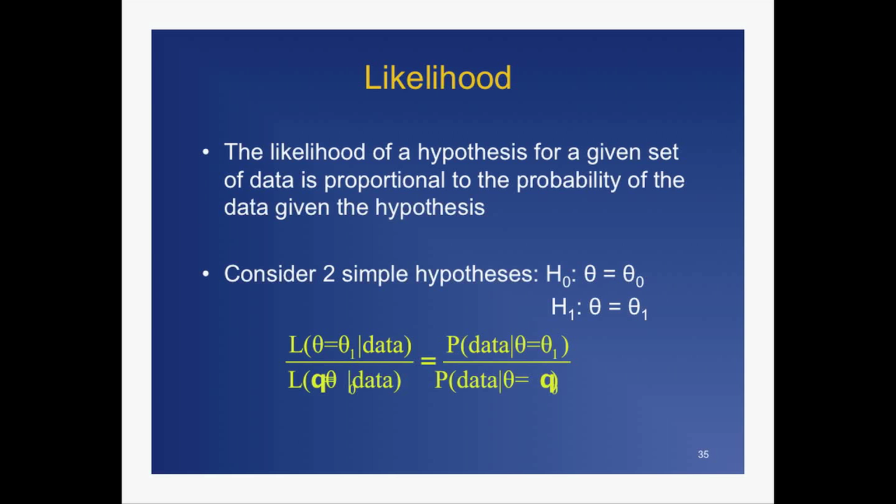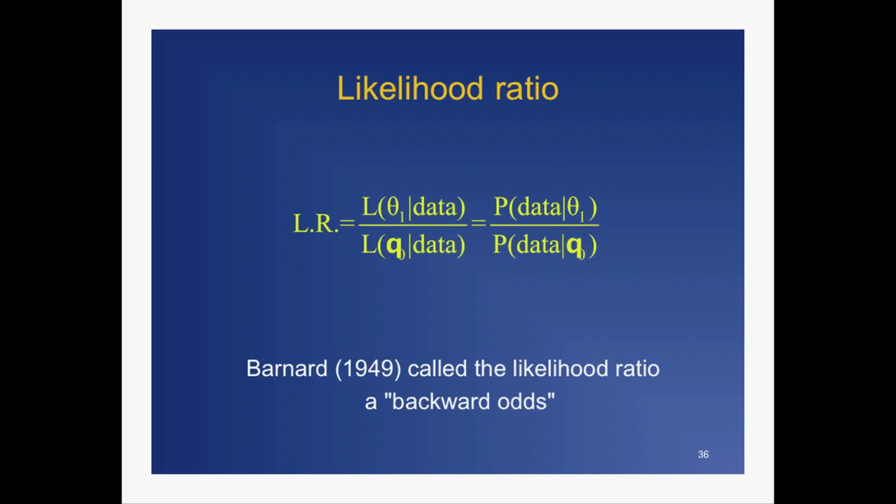Okay. Then you've got the likelihood. Well, likelihood is completely different. It is proportional to the probability of the data given the hypothesis. Now, if you have two simple hypotheses like this, then the likelihood that theta is 1 versus theta 0 is the probability of the data given theta 1 over the data given theta 0, the other way around. So the point is that the likelihood ratio is what Barnard called the backward odds, as opposed to the forward odds.